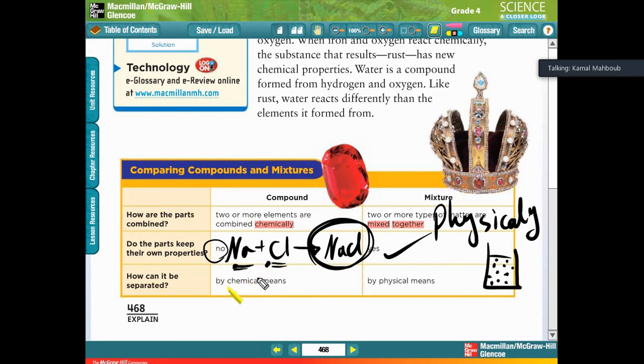Now, how can we separate a compound? We separate a compound by chemical means or chemical reactions. But in a mixture, we can use physical means to separate the mixtures, like filtration, distillation and evaporation. All of those are physical means used to separate mixtures. That is the difference between compound and mixtures. Now I am going to show you some pictures to understand more about the difference between compound and mixtures.